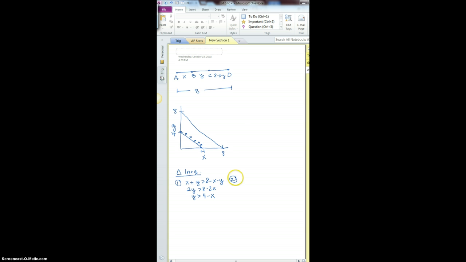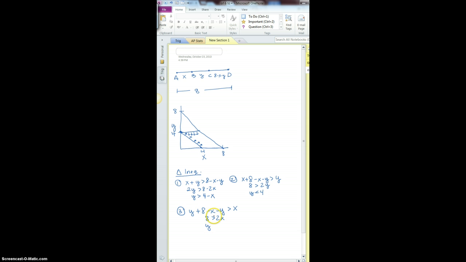The second limit is, let's say, X plus 8 minus X minus Y has to be greater than Y. So then solving that, you would end up with 8 is greater than 2Y, or Y is less than 4. So that's a horizontal line here, and you need to be below that line. Then your third restriction would be if Y plus 8 minus X minus Y was greater than X. So you would have 8 is greater than 2X.